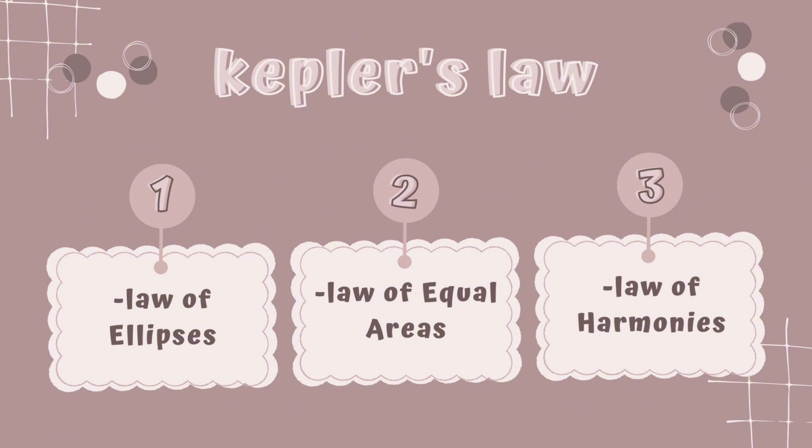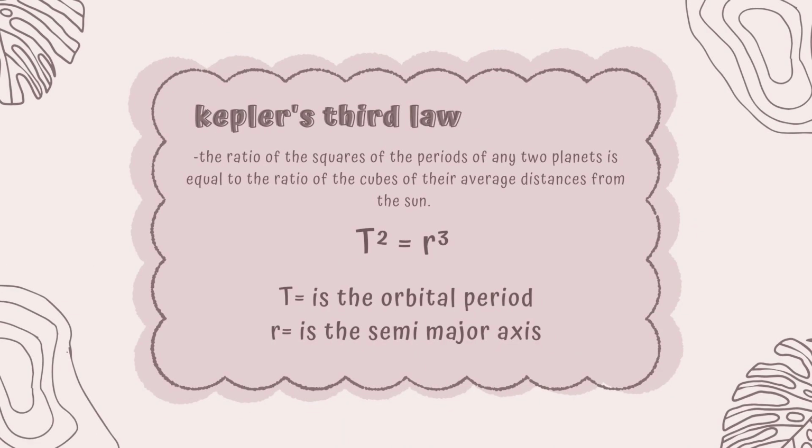is in its orbit. And the last one is the ratio of the squares of the periods of any two planets is equal to the ratio of the cubes of their average distances from the Sun, which means that a planet's orbital period is proportional to the size of its orbit, or its semi-major axis, and it is called the law of harmonies.